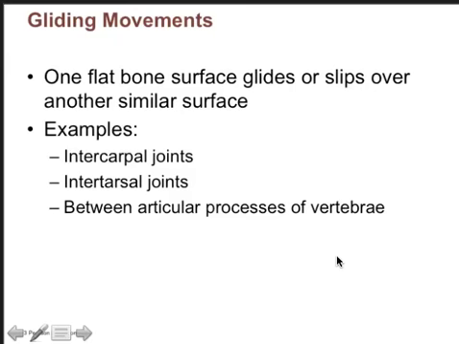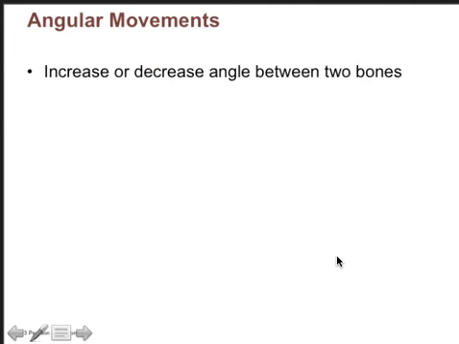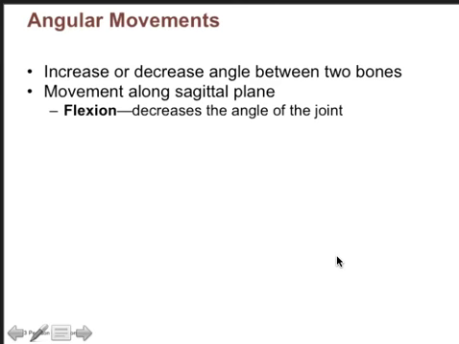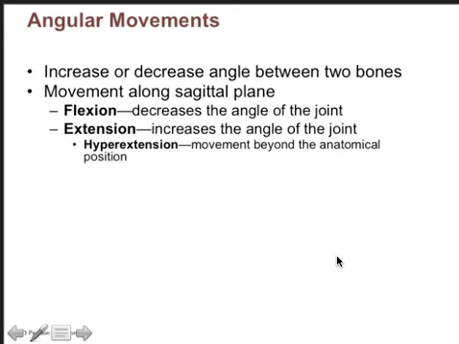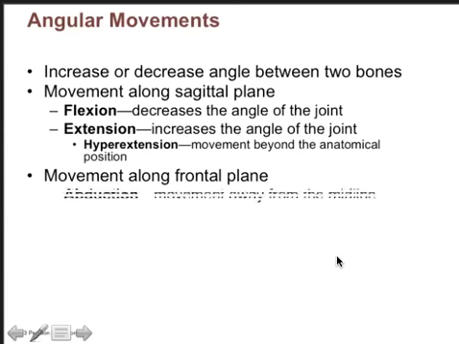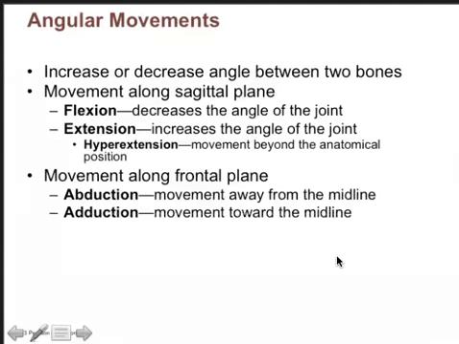inferior articular processes. Angular movements increase or decrease the angle between 2 bones, and this allows movement along a sagittal plane. In flexion, we decrease the angle of a particular joint, and in extension, we increase the angle of that joint. In hyperextension, we have movement beyond the anatomical position. Movement along the frontal plane includes abduction and adduction. In abduction, we move away from midline, and in adduction, we move back towards midline.